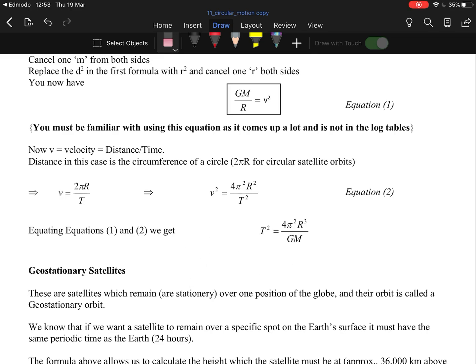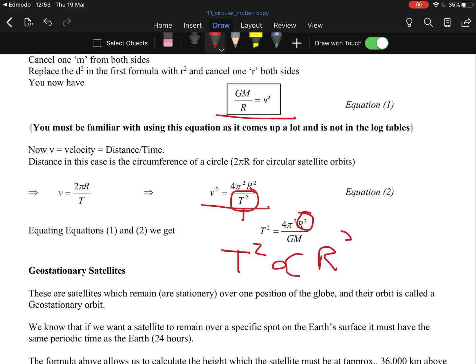Are we okay with that? So that's where that equation comes from. When you equate this with this, t has to become the subject of the formula, because the question is, what's the relationship between t and r? In other words, t squared is proportional to r cubed. Okay? T squared is proportional to r cubed.